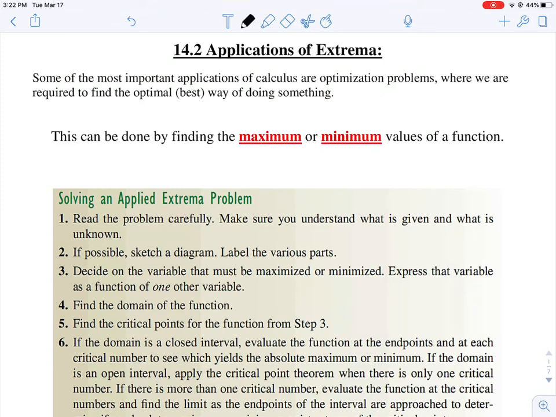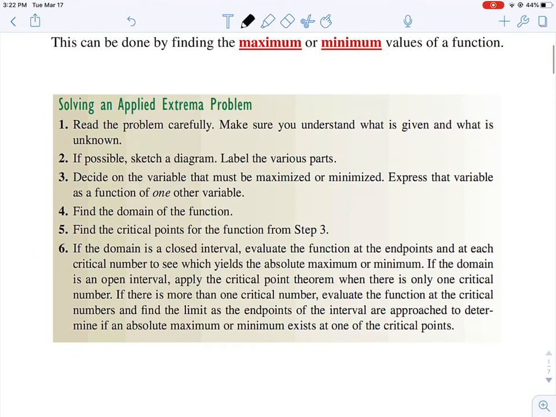Because some of the most important applications we use calculus for are optimization problems, where we're actually trying to find the best way of doing something. Maybe you want to maximize your profit and you don't want just a relative maximum, you want the absolute maximum profit. Or maybe you want to minimize your cost, something like that. And so this can be done by using the same techniques that we did in the last section of finding the absolute maximum and minimum. A little bit more challenging because they're going to be word problems.